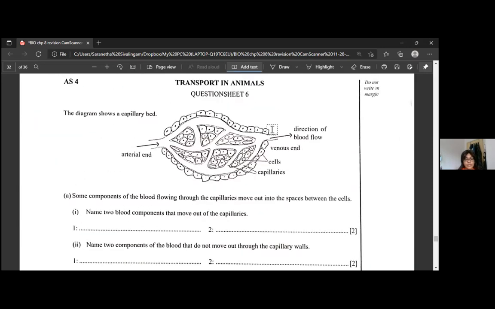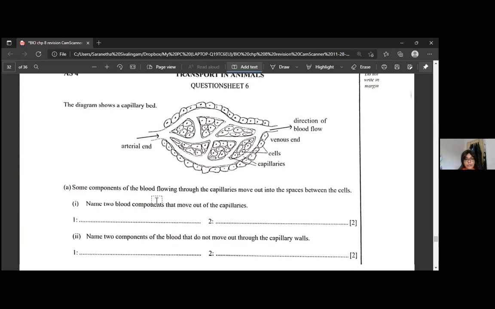So this question here, the diagram shows the capillary bed, and blood is flowing this way to the right. Some components of the blood flowing through the capillaries move out into the spaces between the cells. Name 2 blood components that move out of the capillaries. I'll open this one to the floor. The keyword is blood components.